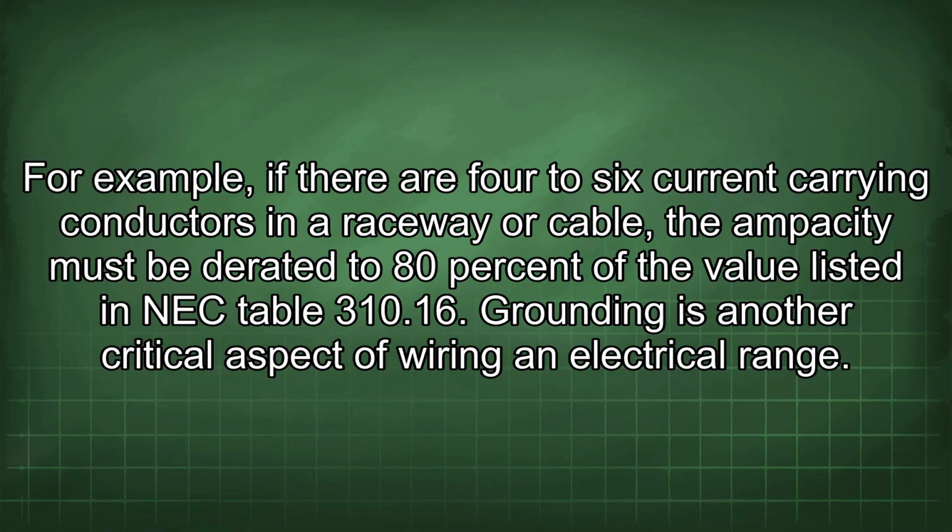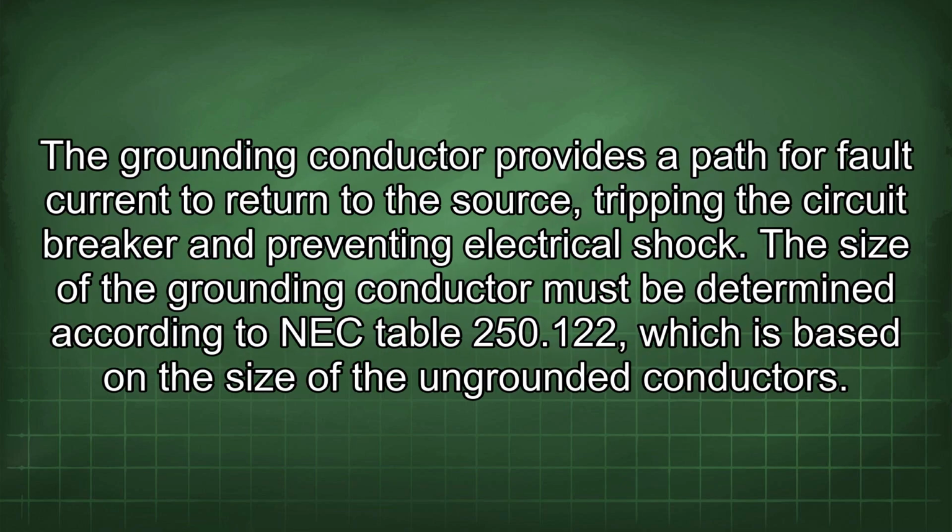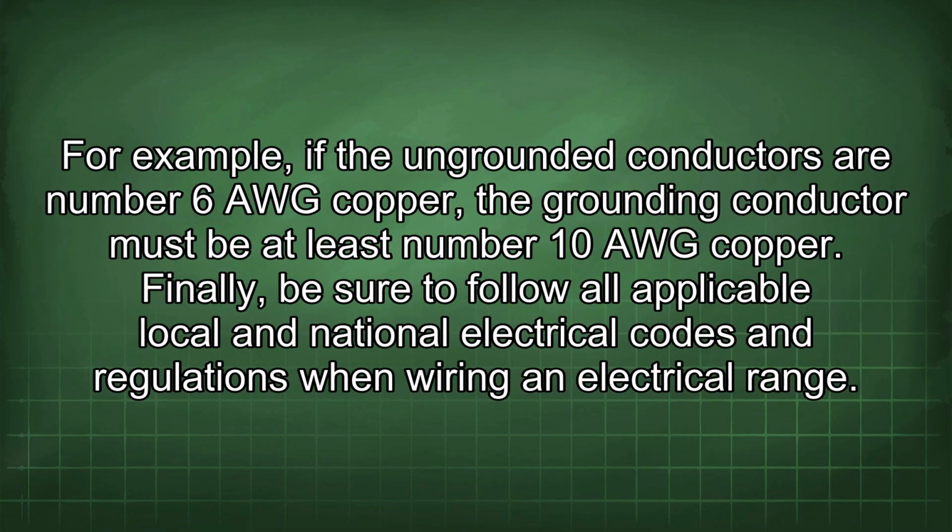Grounding is another critical aspect of wiring an electrical range. The grounding conductor provides a path for fault current to return to the source, tripping the circuit breaker and preventing electrical shock. The size of the grounding conductor must be determined according to NEC Table 250.122, which is based on the size of the ungrounded conductors. For example, if the ungrounded conductors are number 6 AWG copper, the grounding conductor must be at least number 10 AWG copper.